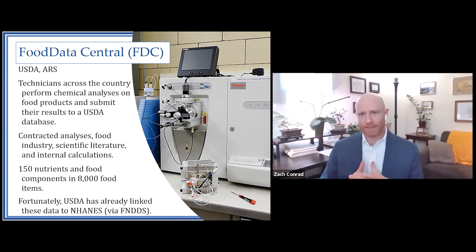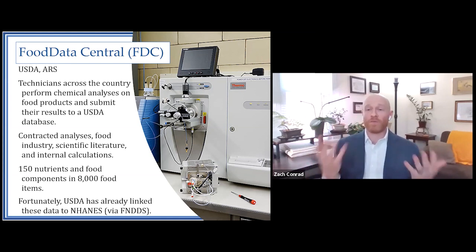So the way that this works is that through contracted analyses, through contributions from the food industry, collections from scientific literature, the USDA is then compiling all of this information on the nutrient content of foods, and then aggregating these nutrient contents into mixed dishes so that then we can estimate what is the nutrient content of the mixed dishes in NHANES. So in some cases, they're sending technicians all across the country to actually collect samples to ship them to specific USDA-approved research laboratories. They're running them through mass specs and other ways of extracting that nutrient data from foods. And then this is all getting uploaded into the Food Data Central.